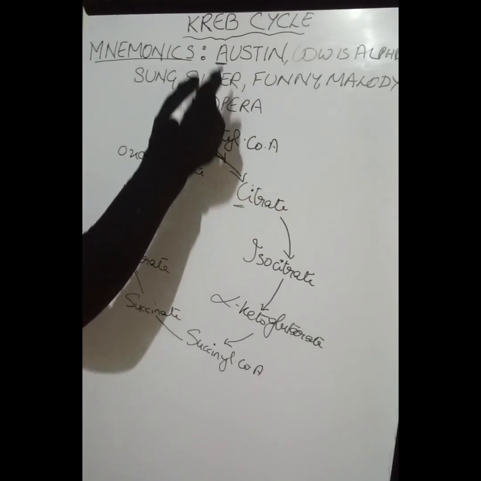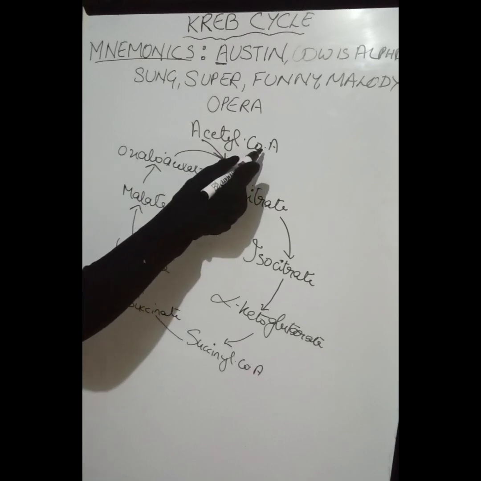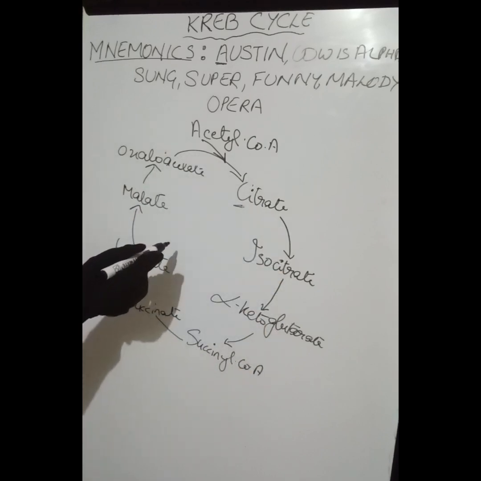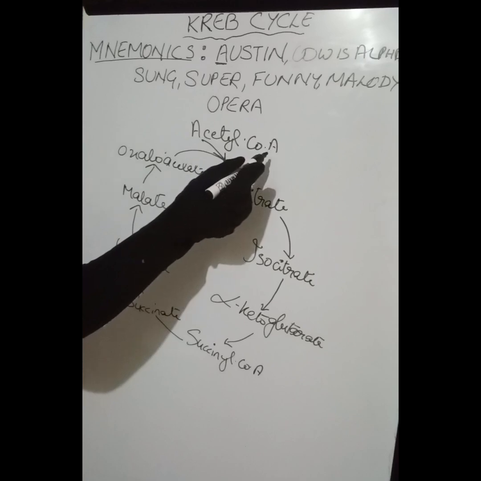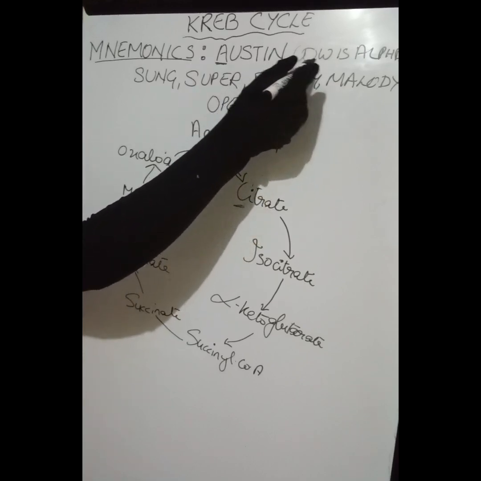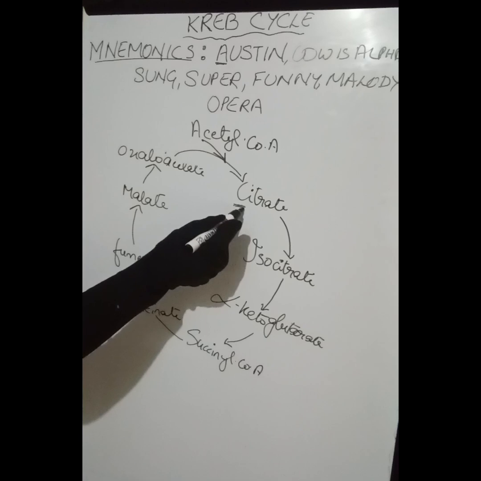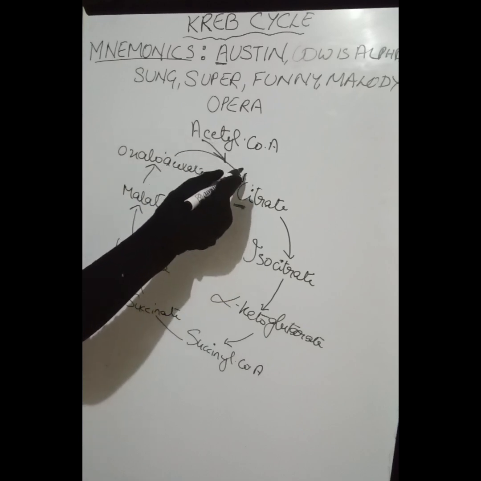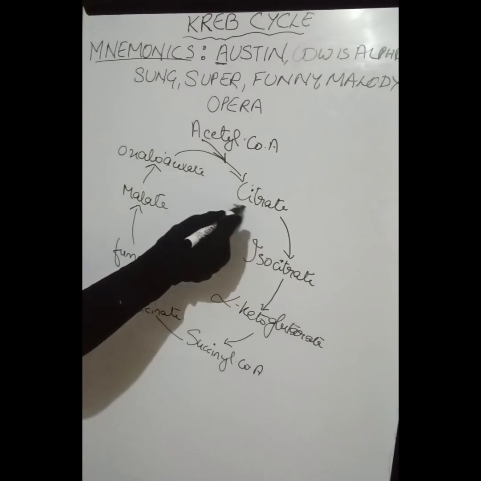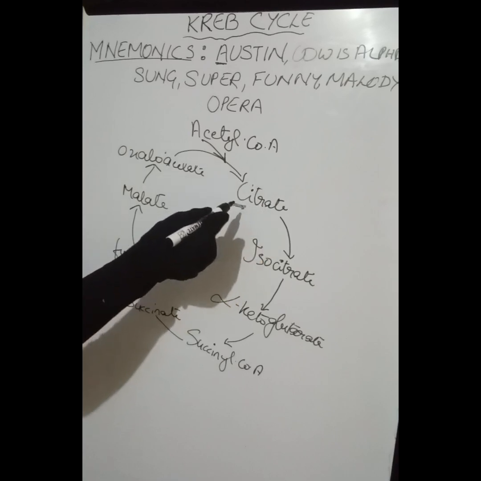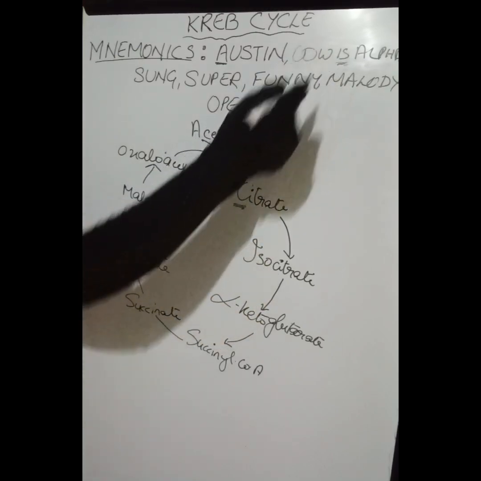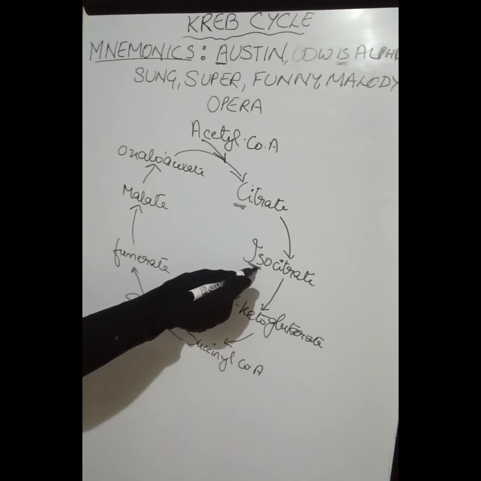Austin: A for acetyl-CoA, which is required to get into the citric acid pathway or the Krebs cycle. Next, cow: C for citrate. So acetyl-CoA gets into the Krebs cycle and it starts with citrate. Now the citrate will become isocitrate. So next is, Austin cow is iso. Okay.